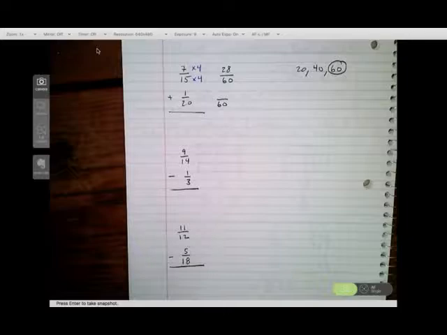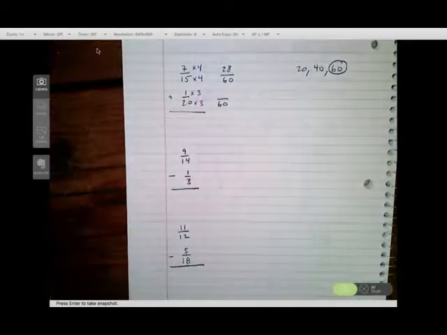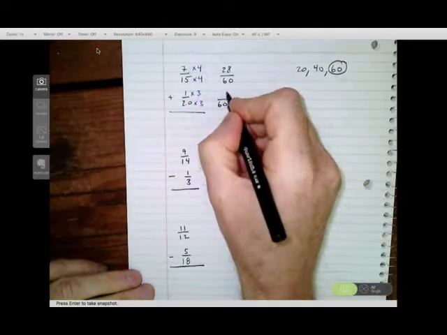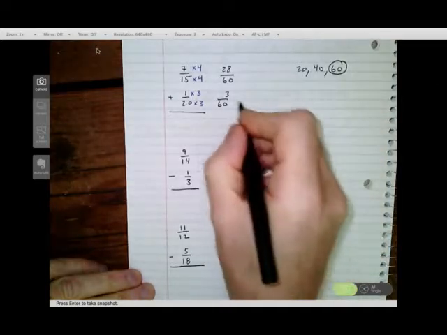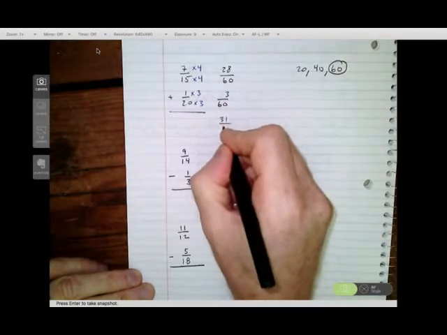And then on the bottom here, you'll notice I've got a 20. So 20 times 3 is 60. So then I need to do 1 times 3 on the top to get 3 out of 60. Okay, denominators are the same. We can now add them up, and we get 28 plus 3, or 31 out of 60.